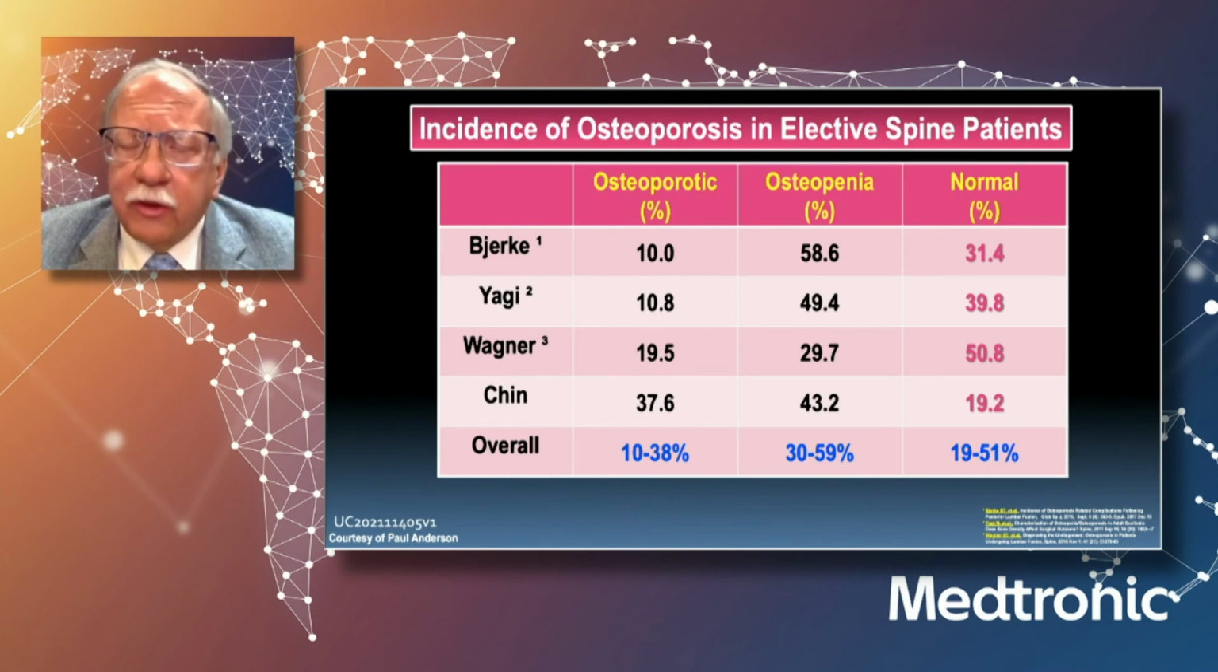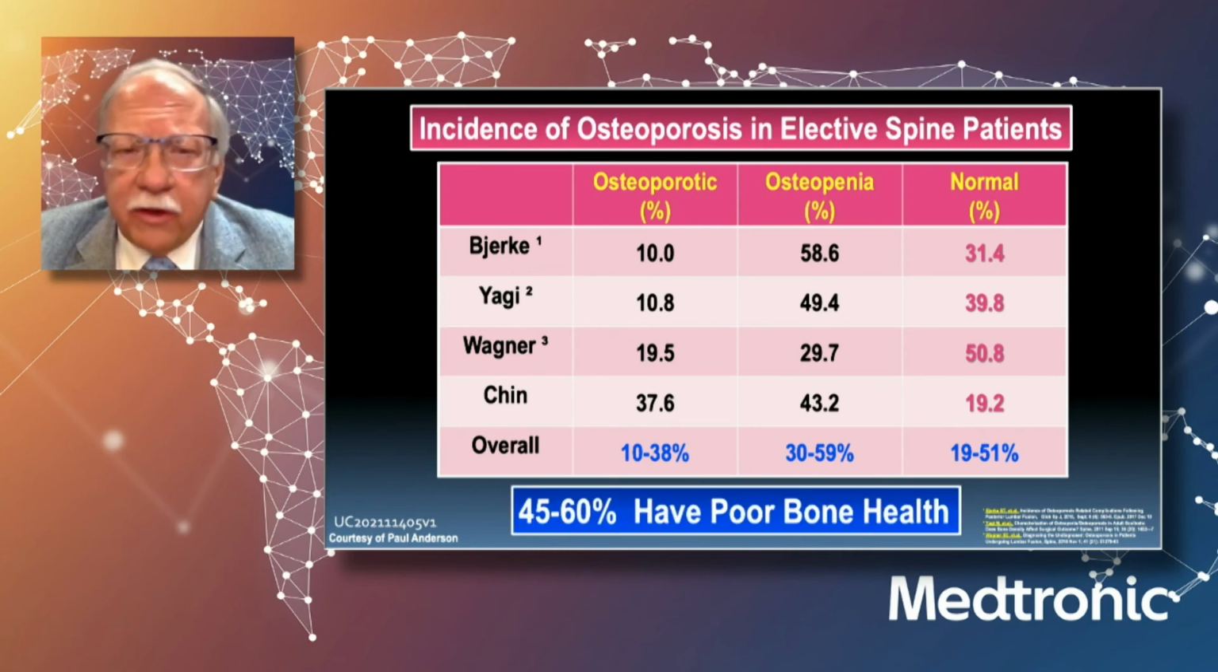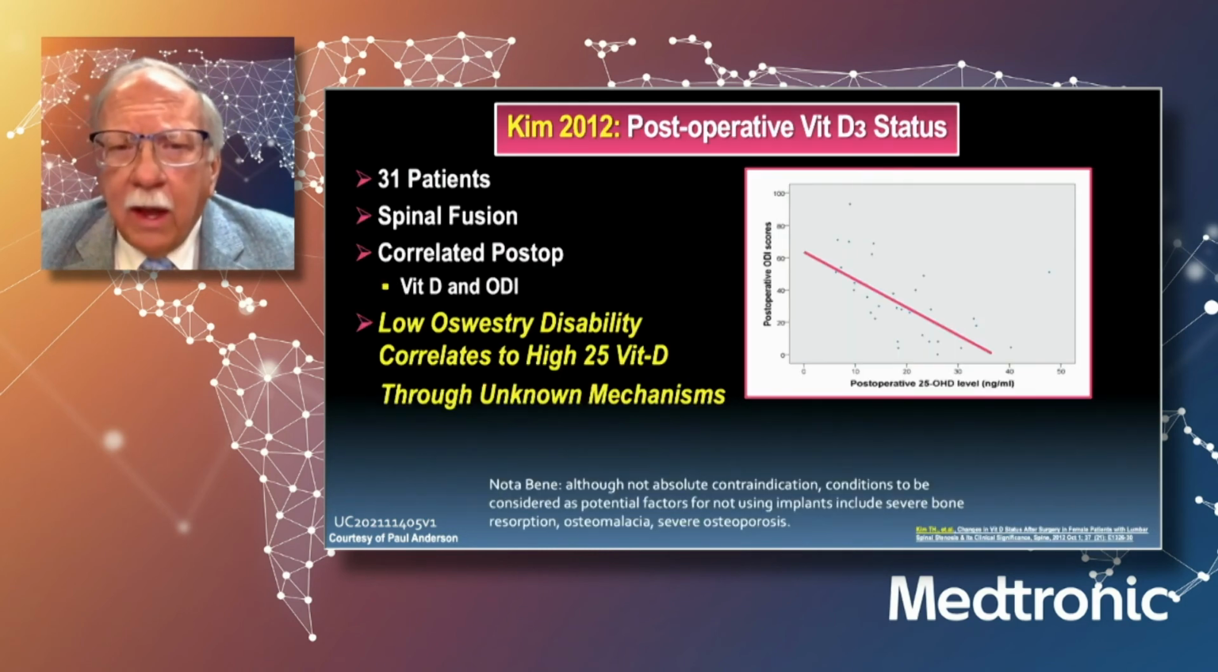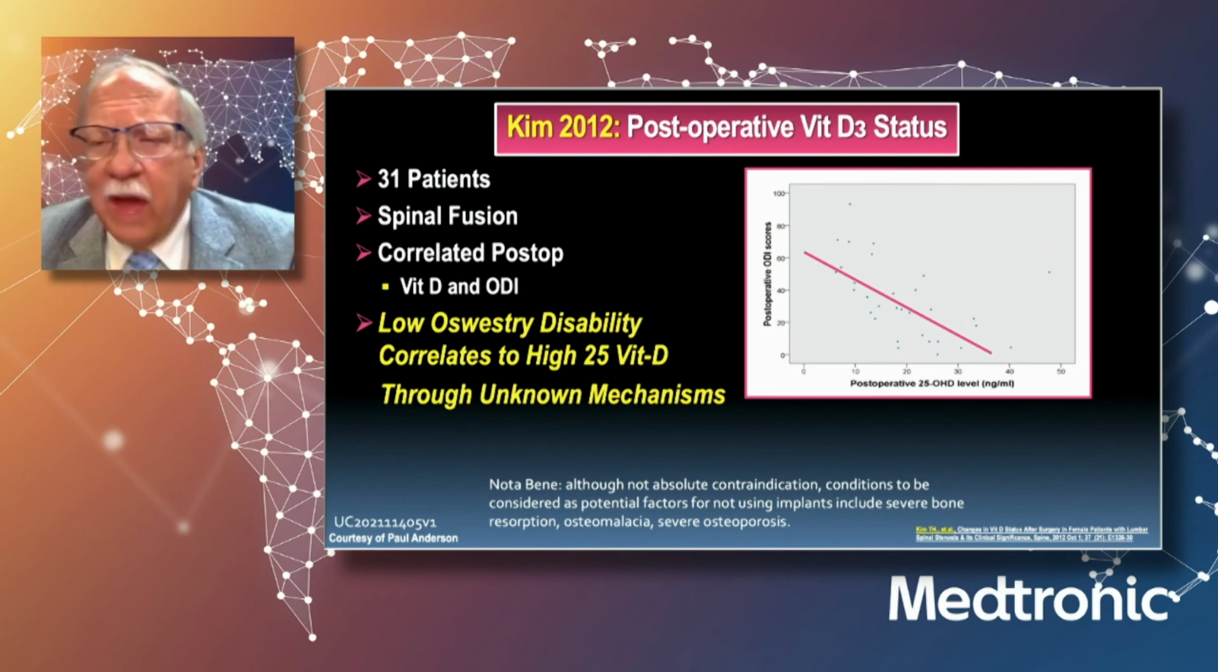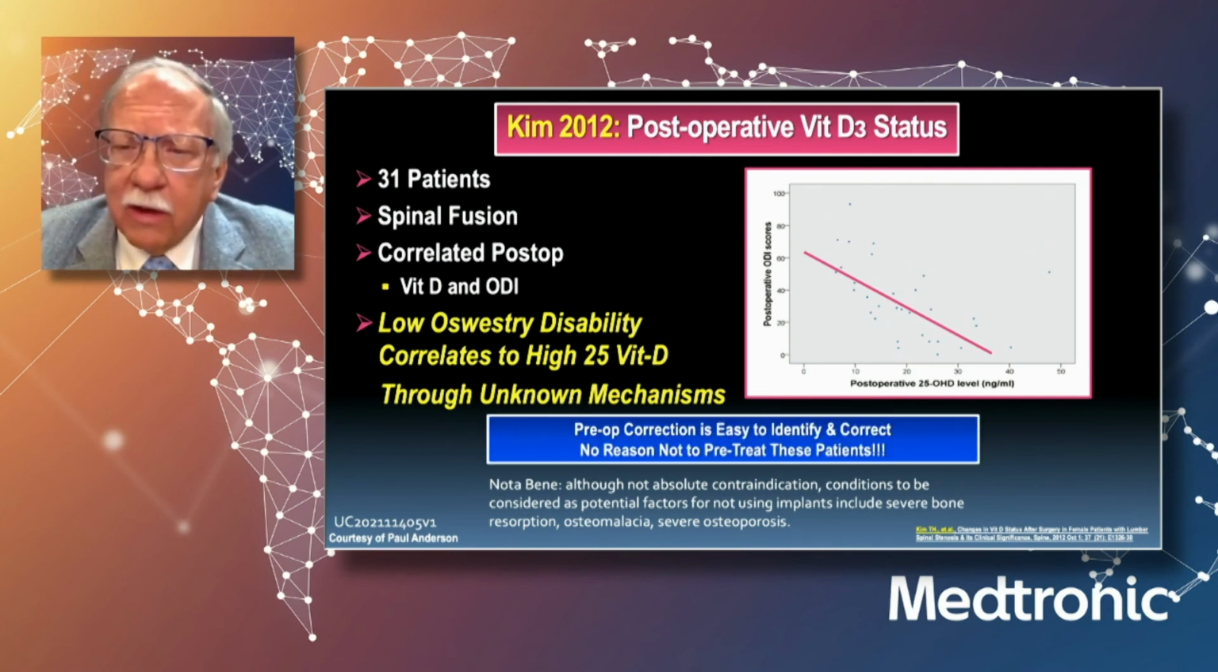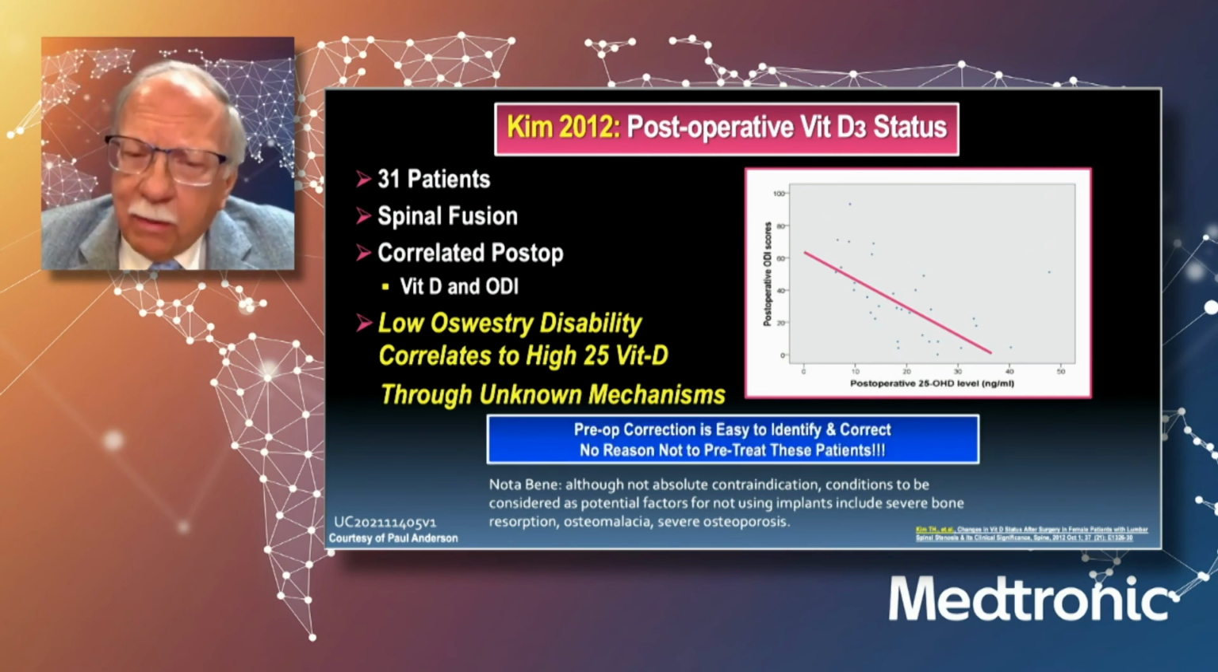Also, when you look at the incidence of osteoporosis in your operative patients, it's 45 to 60% of the people who will have poor bone health, which is a lot. That should be treated preoperatively if you have an opportunity. Here's a paper by Kim, when he looked at vitamin D status, if the vitamin D levels were substandard or below 20, the patients also seem to have poor outcomes.